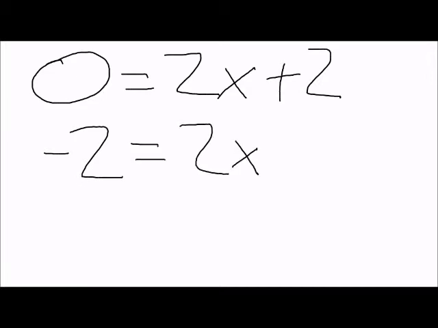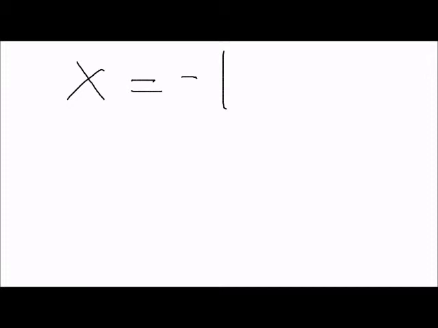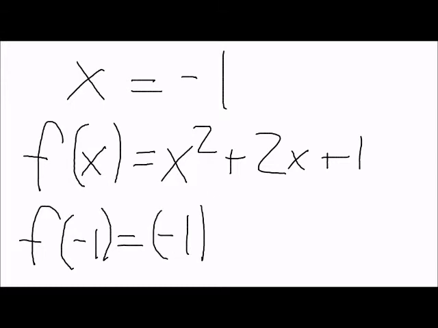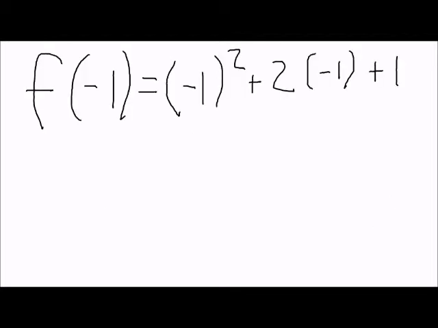x equals negative 1. That's the x point of our minimum of the quadratic. Hold on, what's the y point? We can find the y point by plugging the point into the equation. f of negative 1 equals negative 1 squared plus 2 times negative 1 plus 1. Simplified, we can turn this into 0. Our coordinate is negative 1, 0.